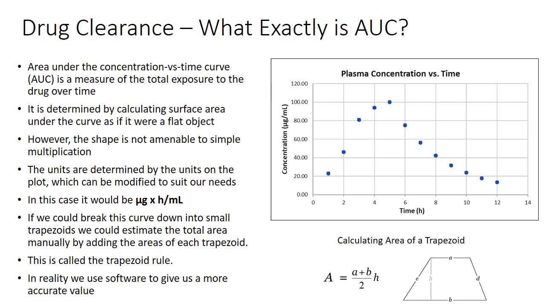So in this case, if you look at the units, it's micrograms per milliliter times time. This is one way to express that. That's the common way, where you'd put the milliliters at the end on the denominator. If we could break this curve down into small trapezoids, we could estimate the total area manually by adding the areas of each trapezoid. I'm not going to ask you to do that, but there's the equation, right? If we broke each one of these into a trapezoid and then used this equation, we can get a rough estimate of the area under the curve.